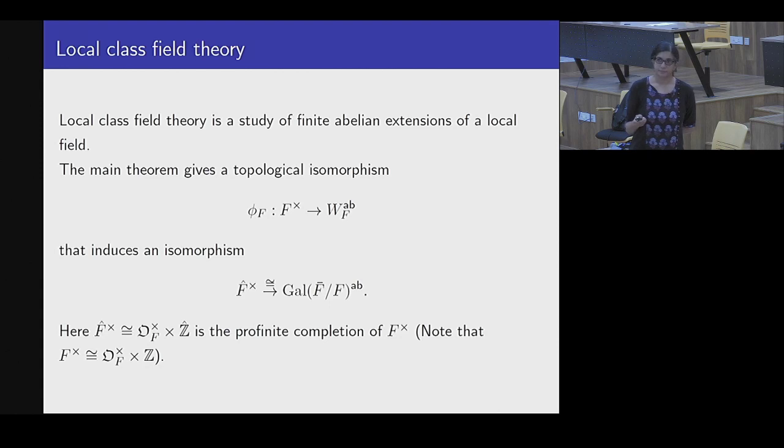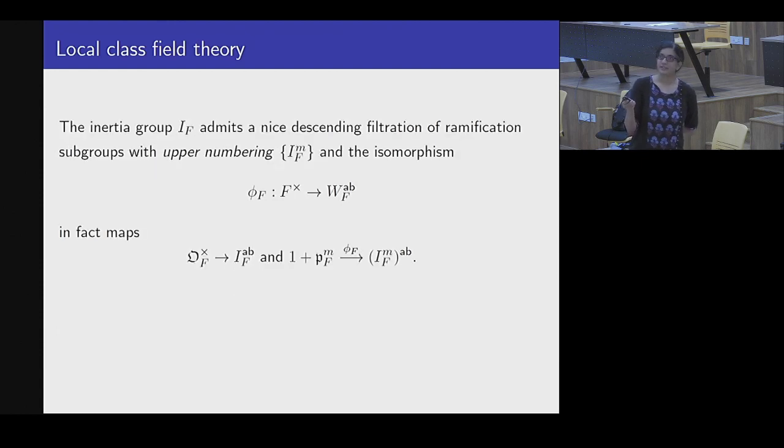Here, F cross hat is O_F cross times Z hat, the profinite completion of F cross. And recall that once you fix a uniformizer, you have an isomorphism like this between F cross and O_F cross times Z. So the main theorem of local class field theory basically gives you an isomorphism between F cross and the abelianization of the Weil group. Now, if you want to translate this into, say, representation theory of GL_1(F), because F cross is GL_1(F), before that I want to say a little bit about the depth preservation.